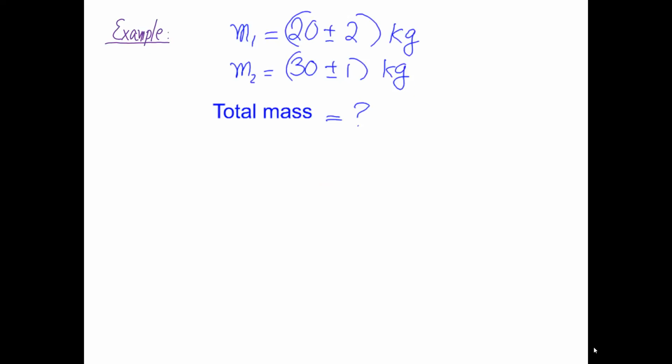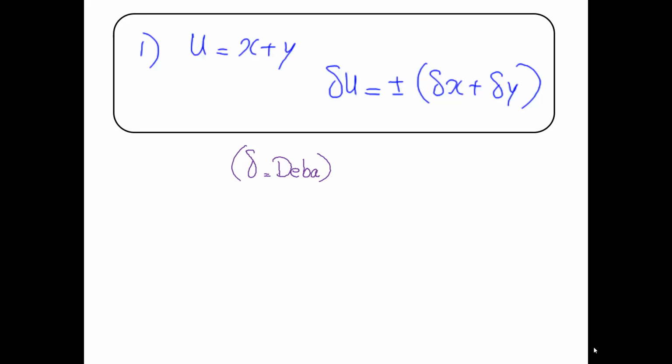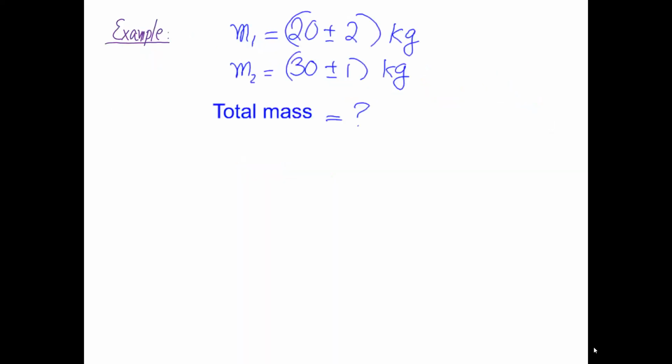Now look at this example. M1 and M2 are there with uncertainty, and we need to find the total mass. Logically, total mass would be the sum of the two masses. So it falls under the title of u is equal to x plus y. You have to now copy this.